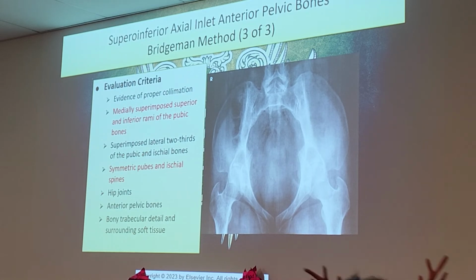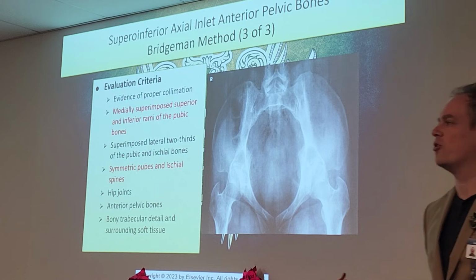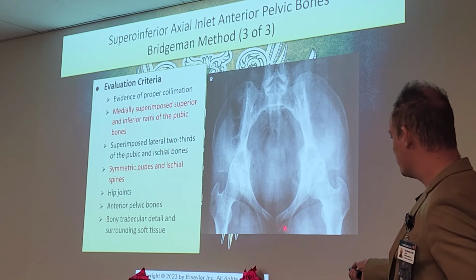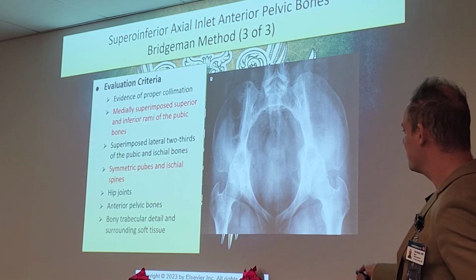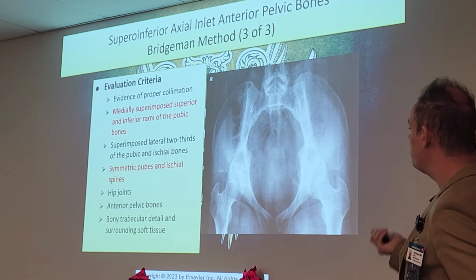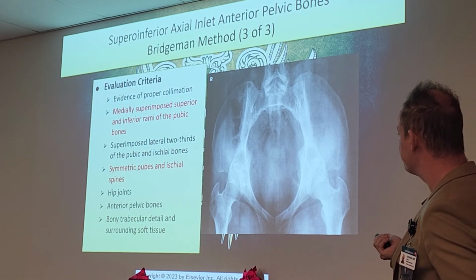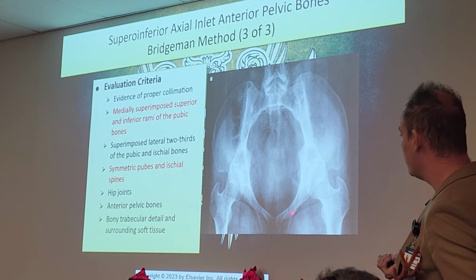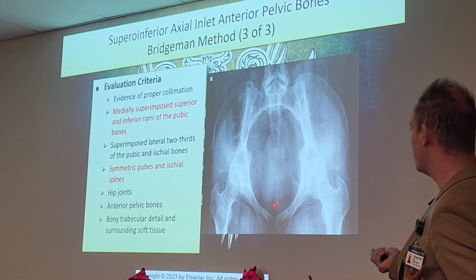Here's a little closer view there, guys. What do we want to see? The freely superimposed superior and inferior rami, which is something down here. We want these superimposed on themselves. And then we want symmetric pubic and ischial spines. And of course, we want that realm vastly elongated.